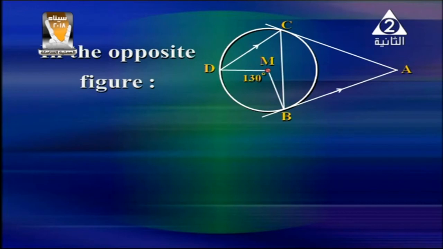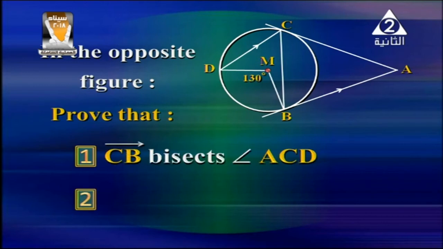Another example. In the opposite figure, you have angle DMC. Its measure is 130 degrees. And you are going to notice that DC and AB are parallel. AC and AB are two tangents drawn to circle M from the point A. And I want you to prove that CB bisects angle ACD and find measure angle A.